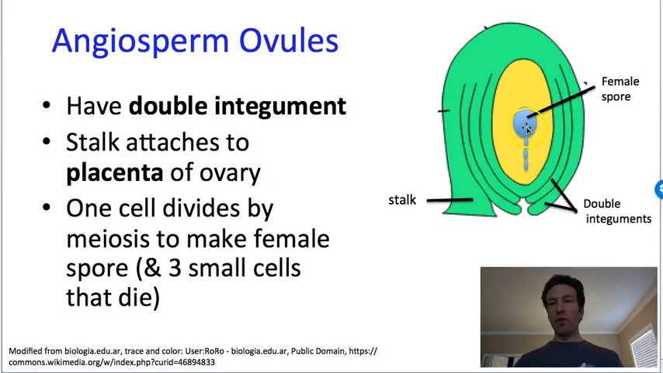So 1, 2, 3, 4 cells, but you see one is very big, the other 3 are really small. These 3 cells are going to die, and we're not going to talk about them anymore. We're going to focus instead on this big one. This big one is going to be our spore cell. So remember, the spore is going to be haploid, and it is going to divide by mitosis to make a female gametophyte.